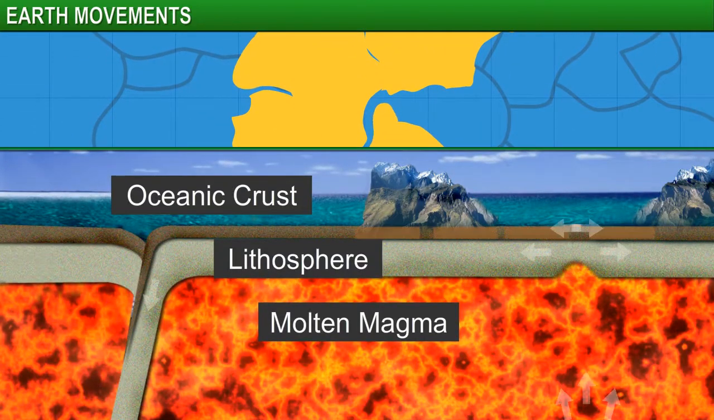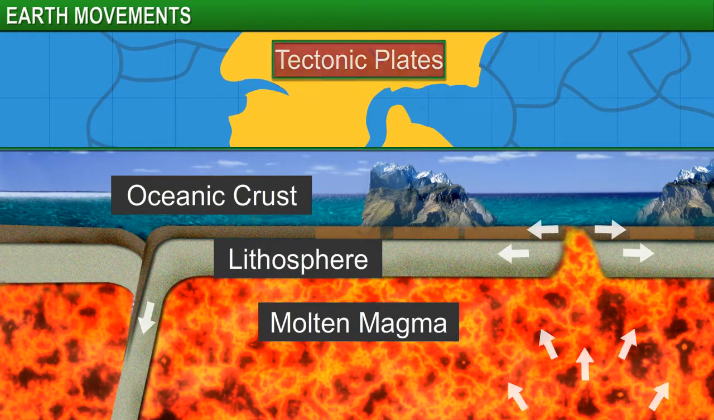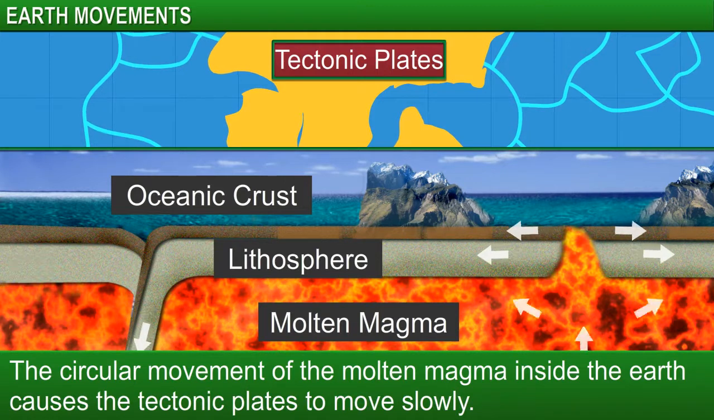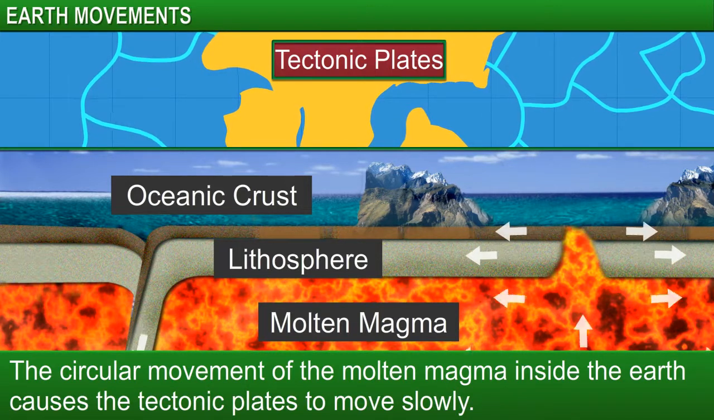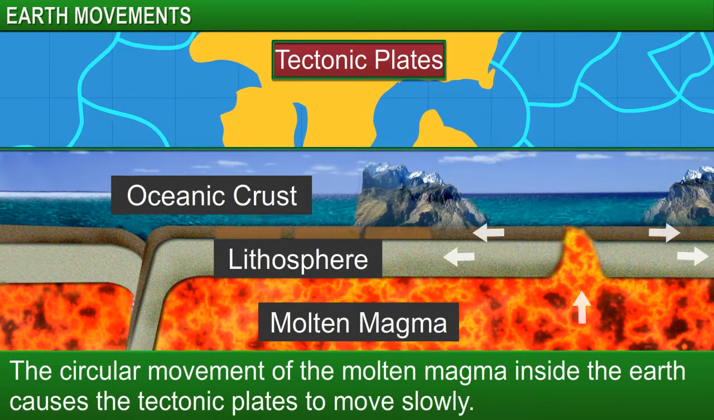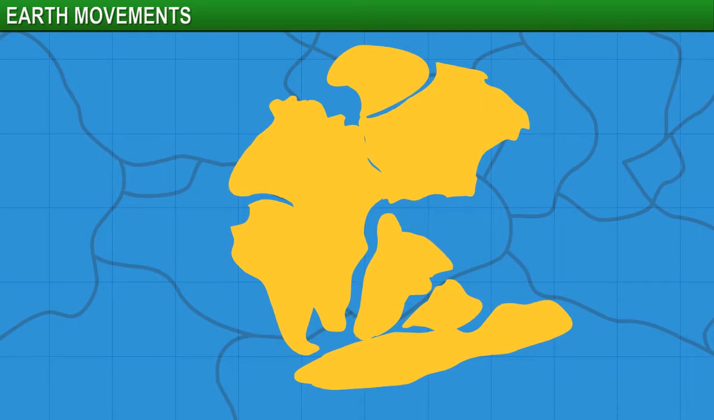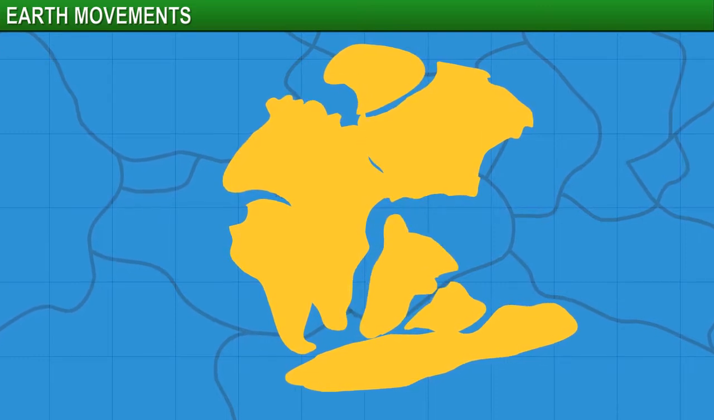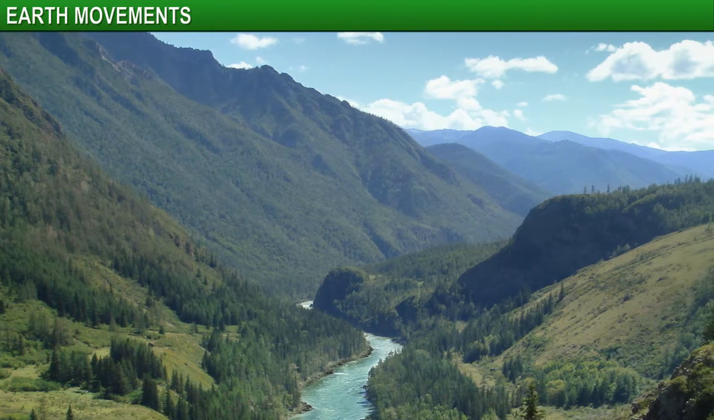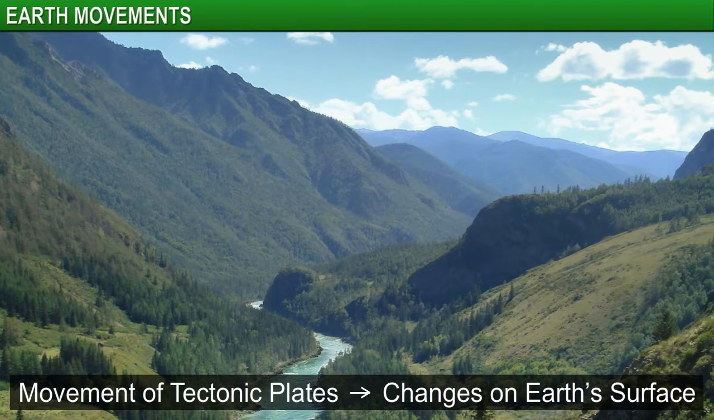The circular movement of the molten magma inside the Earth causes the tectonic plates to move slowly. This movement can be as little as a few millimeters each year. However, slowly, this movement causes changes on the surface of the Earth.